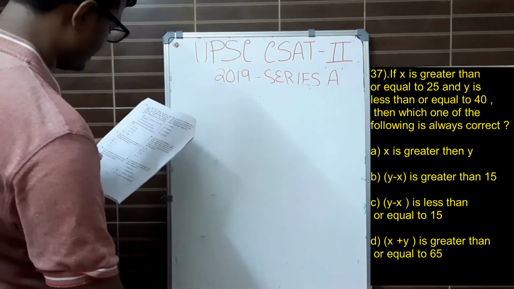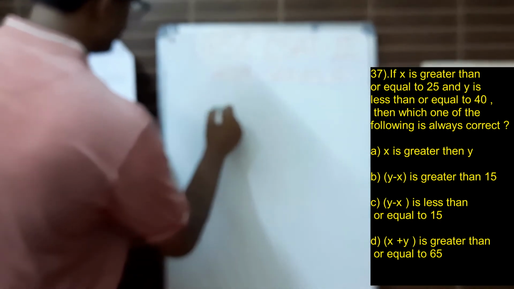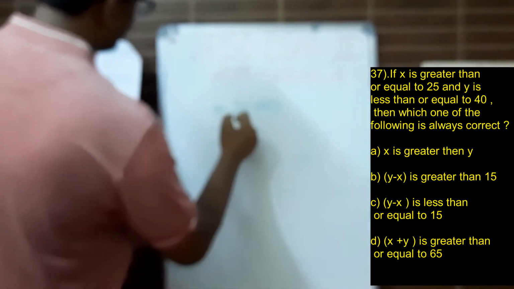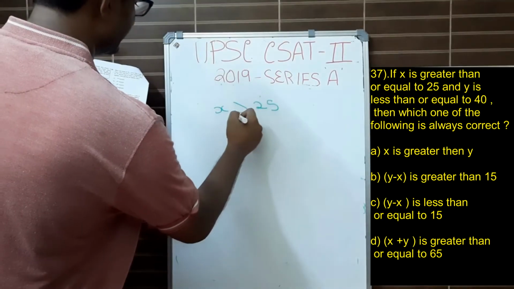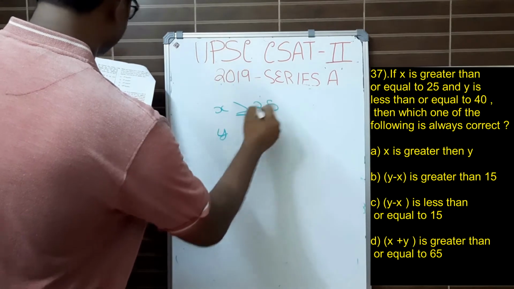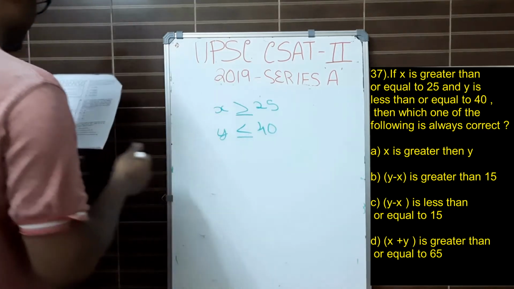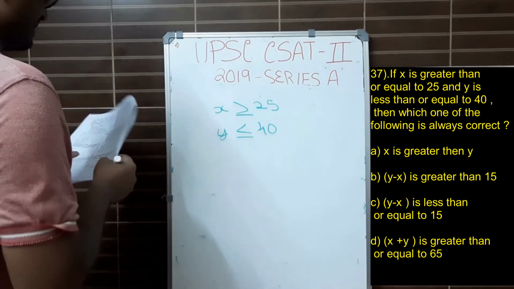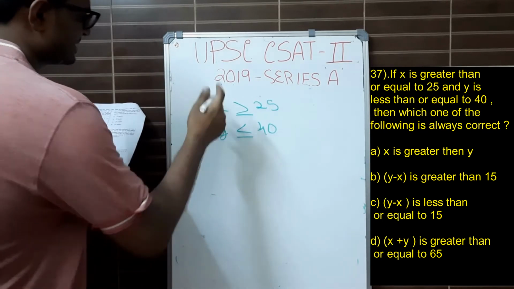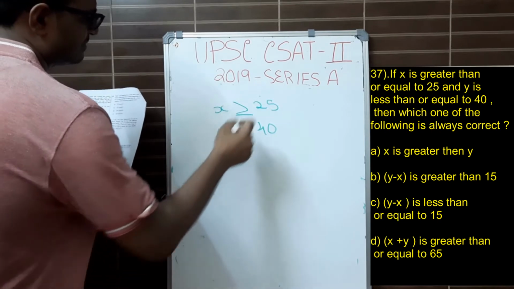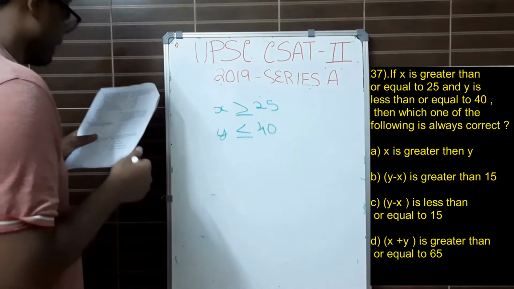In the 37th question, they are saying x is greater than or equal to 25. So x can be any value greater than 25, not just 25, it can be 26 also. And y is less than or equal to 40. That means it can be 40, 39, 38, whatever, 39.5 in decimals also. Which one of the following is always correct? X is greater than y. It's not possible. Say x is 25 and y is 40. X minus y will give you minus 15. 25 minus 40 is minus 15.